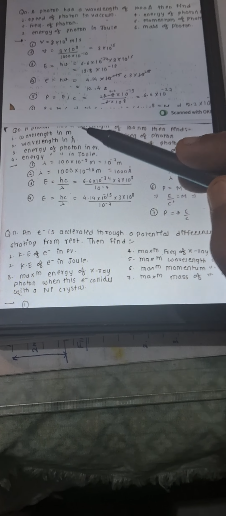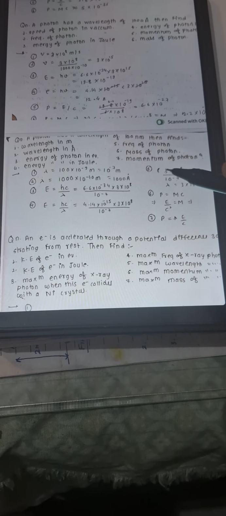Now there is another question in which the wavelength is 100 nm, then find its wavelength in meter, angstrom, and energy in electron volts, joule, etc. So we can say that lambda in meter will be this, in angstrom will be this, and energy is hc by lambda. Solving the equation we can find E. Then using h in electron volt we can find energy in electron volt. Then we have frequency, which is given by this relation. We can find the frequency by using the equation that frequency is c by lambda. Then for mass, P is equal to mc, we can find the mass. Then we can find the momentum as E by c.